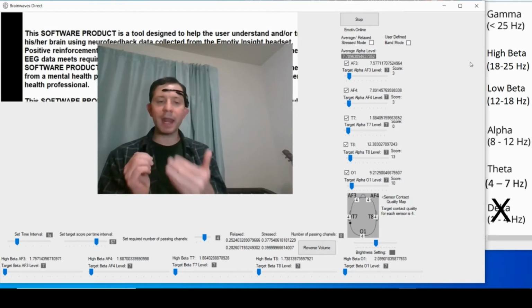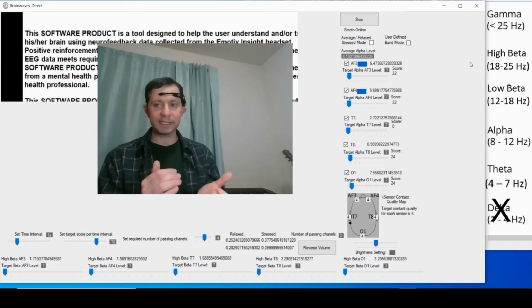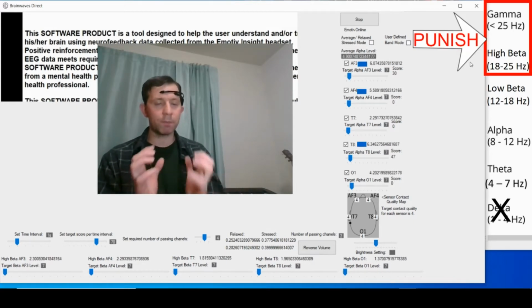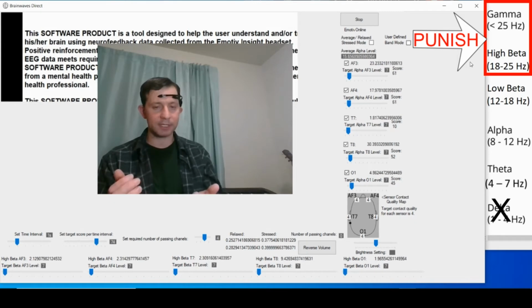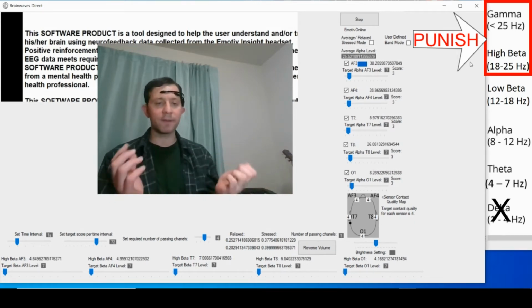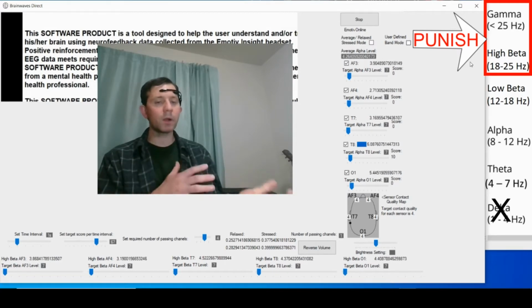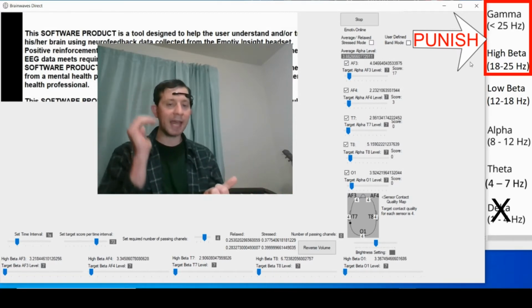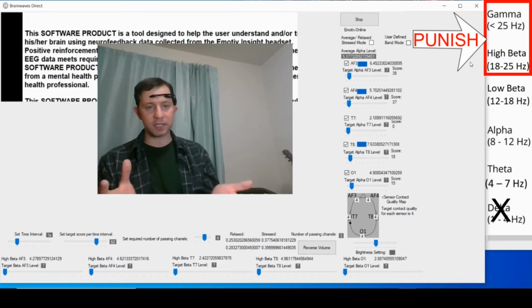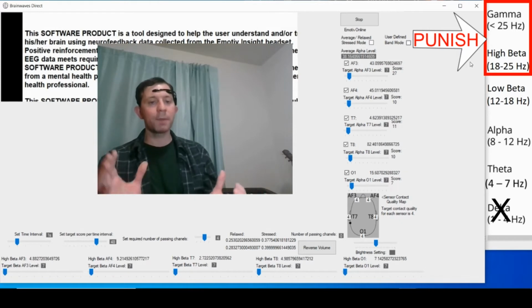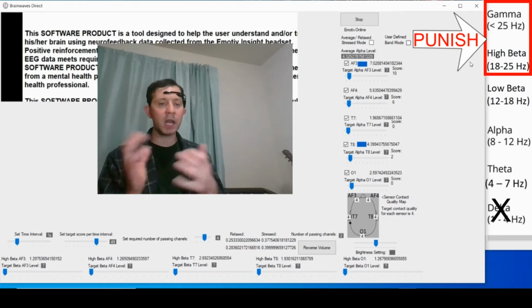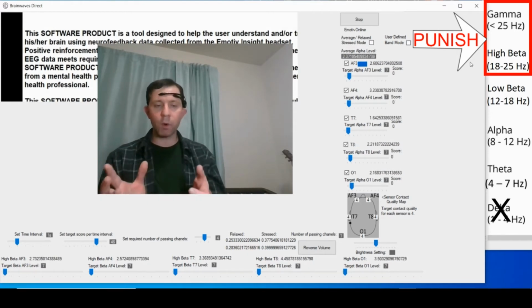So our gamma and high beta frequencies, any frequency higher than 18, we're going to punish the brain for having those types of frequencies. Now, when I say punish the brain, I'm not talking about severe punishment, but what we're going to do is turn the sound off and dim the screen on a movie that the user's watching. So it's not severe punishment, but just to make it easier for me to explain, I'm going to be using the terms punishment and also rewarding.